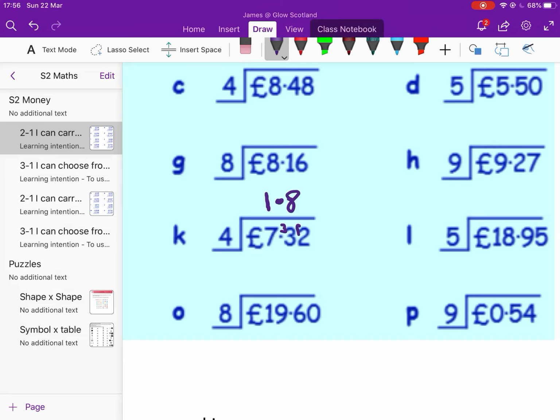So then how many 4s are in 12? So 4 times 1 is 4. 4 times 2 is 8. 4 times 3 is 12. So that's a 3. I'm going to pop in there. And then put my pound sign at the start. And that's that one done.